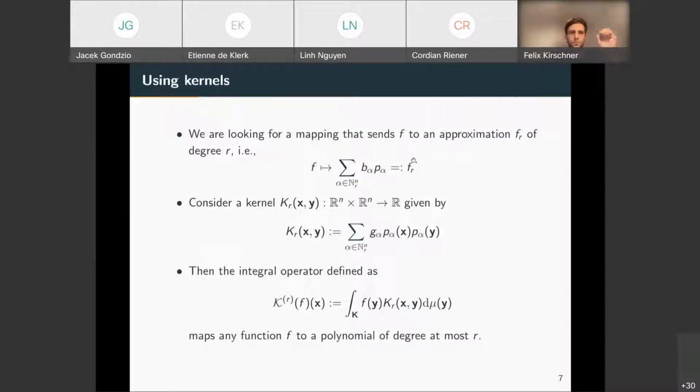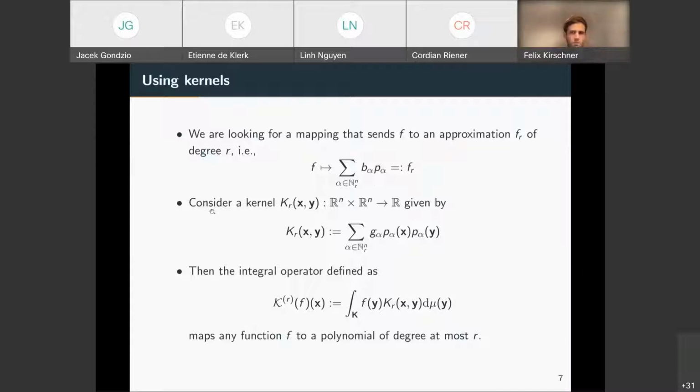Maybe to reformulate the question, conceptually, we are looking for a mapping that takes as an input the function f and sends it to an approximation of degree R, and these approximations will just be linear combinations of the orthogonal functions that we defined before. And we simply restrict the set of the functions that we use to functions of degree less than R, right? Now any mapping that does that gives us an approximation f_R. And now we would like to look for those mappings that give us the best f_R possible.